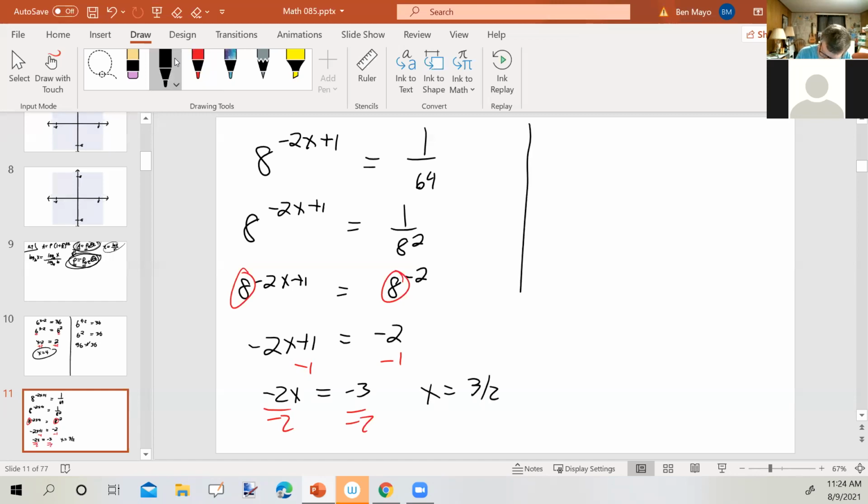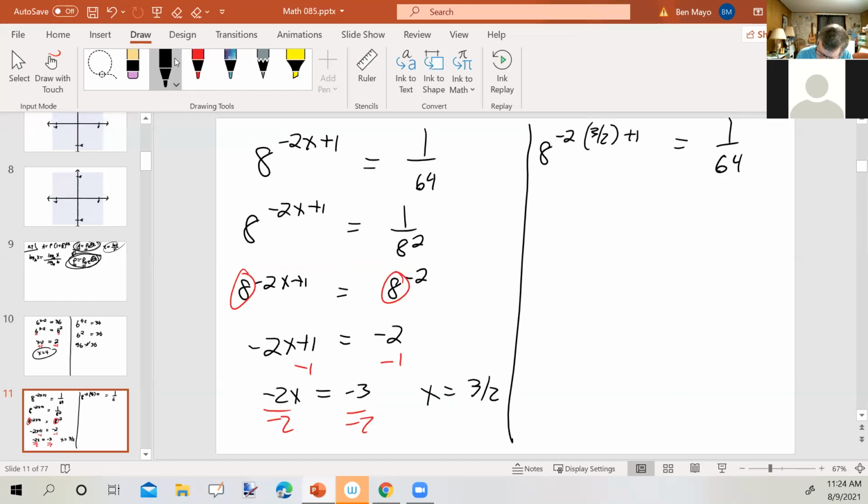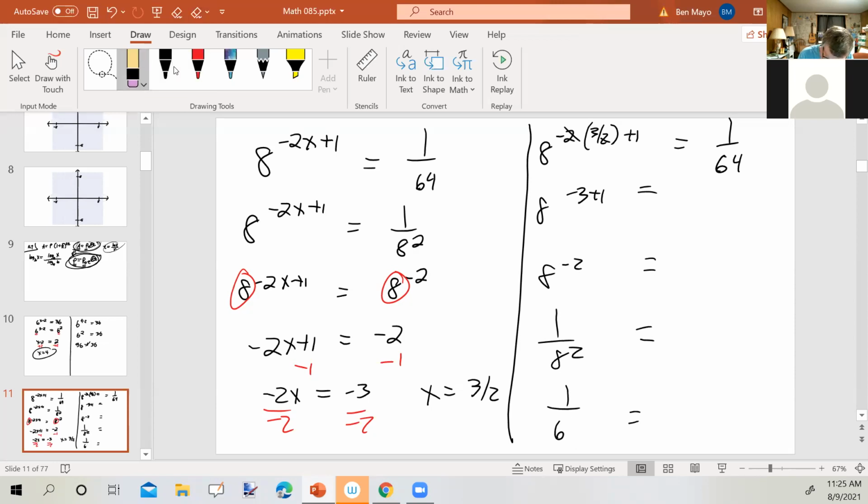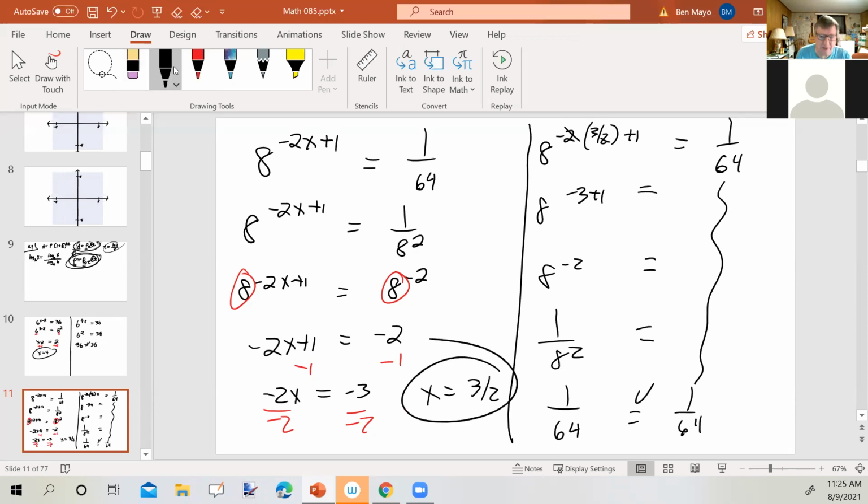Well, let's see how that checks out. 8 to the negative 2 times 3/2 power plus 1 equals 1 over 64. Well, negative 2 times 3/2 would be what? Negative 6/2 or negative 3. Negative 3 plus 1 would be negative 2. That would be 1 over 8 squared, which would be 1 over 64. So the answer checks.